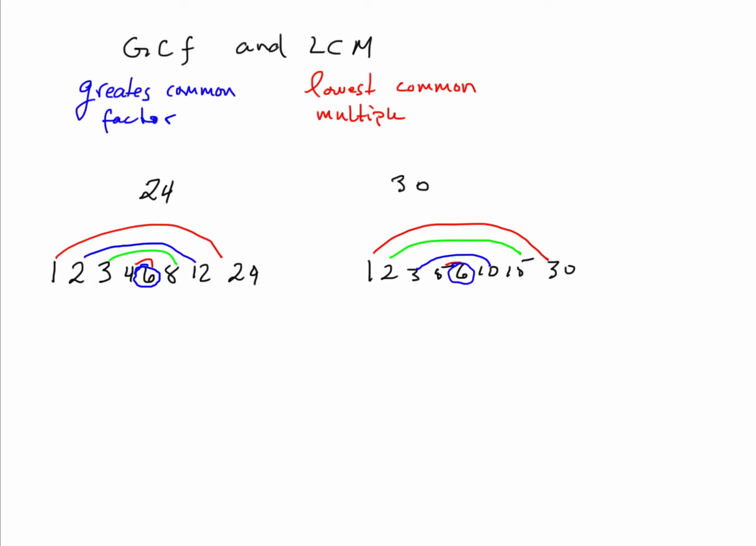So if I were looking for the greatest common factor between 24 and 30, I would write greatest common factor between 24 and 30, and the solution to this would be 6. So the GCF of 24 and 30 is 6.